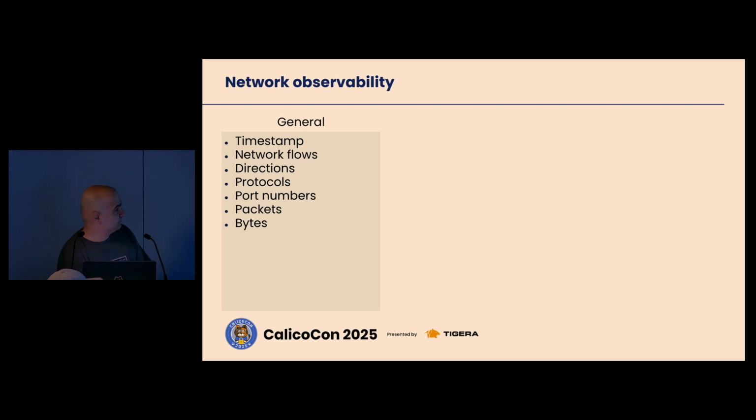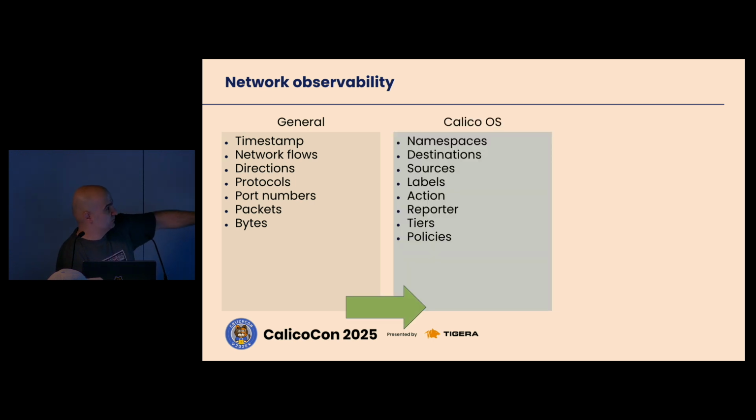Now with Calico, we are providing you with those, but we're adding some sort of Kubernetes sauce to it. So you would see what namespaces, what destinations, is it a pod, is it a deployment, a service, those sort of things.